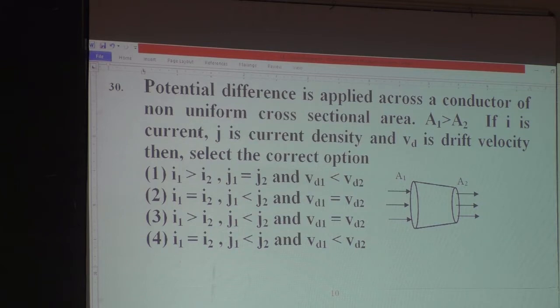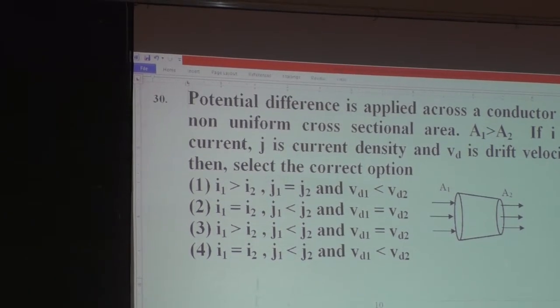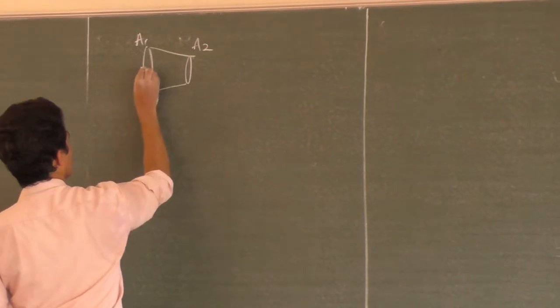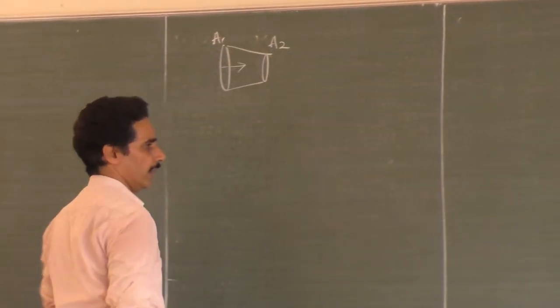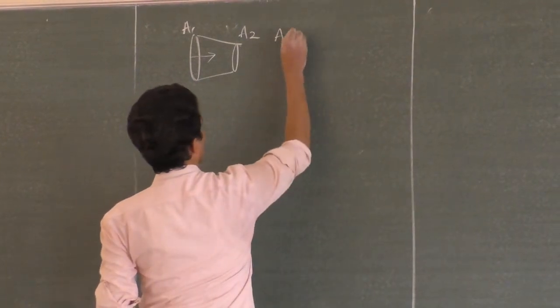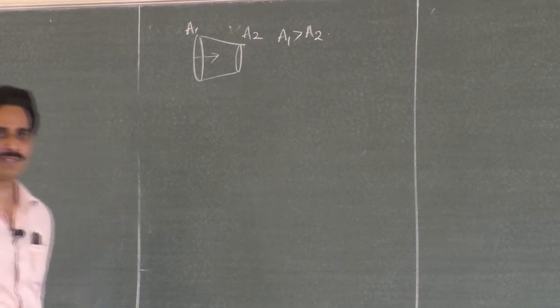Okay? Coming back to the problem now. Here is a cross-sectional area more, and here is cross-sectional area less. Of course, electrons should move like this, right? Now, A1 is greater than A2. Now, this is very similar to different resistors in series, isn't it?